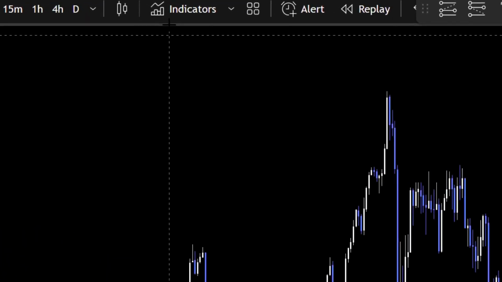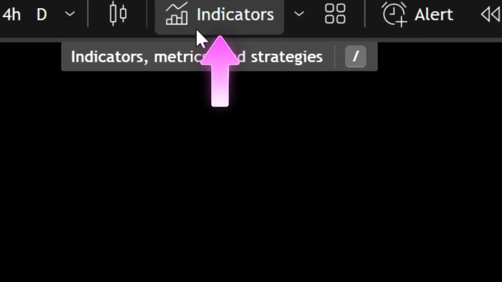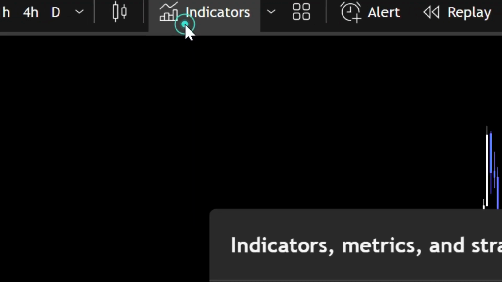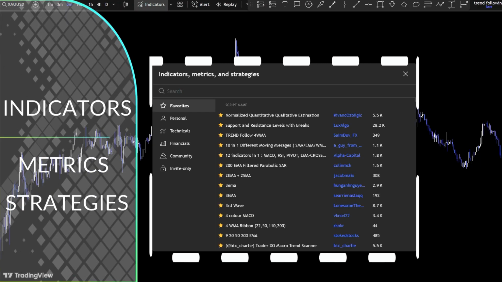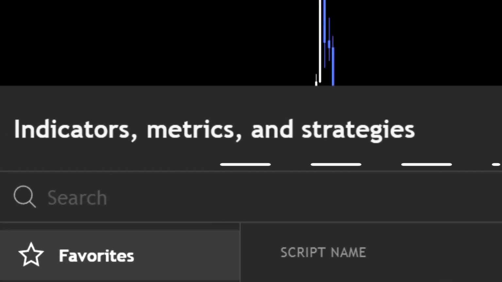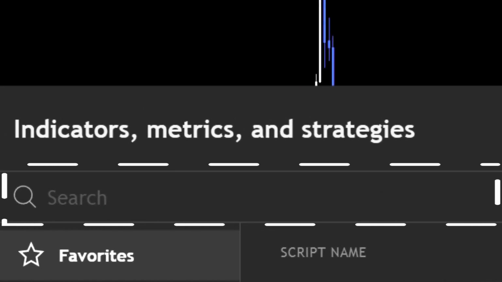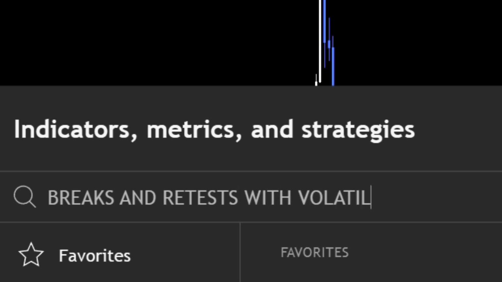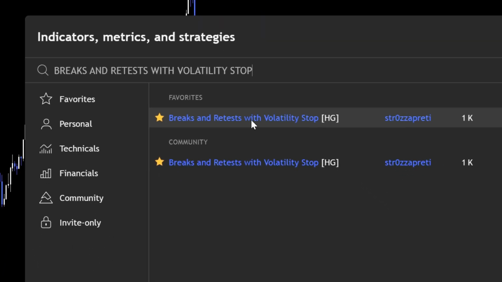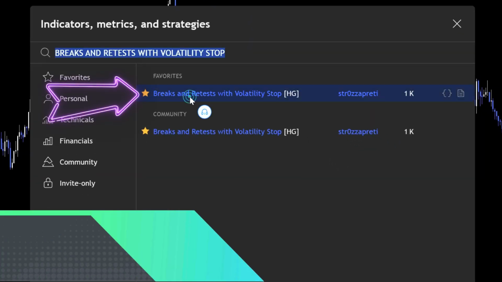If you're using TradingView, just head up to the top of your screen where it says indicators and give that a click. A little window will pop up. And in the search bar, you're going to type in break and retest with volatility stop. You should see it pop up in the results. Click on it to add it to your chart.